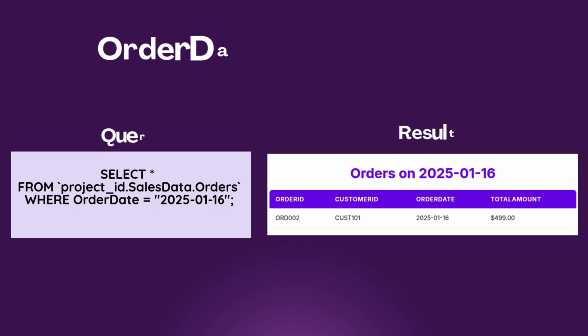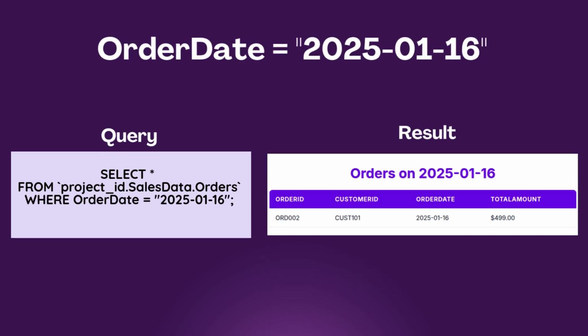You can also use where with other conditions. For instance, if you want to find all orders placed on a specific date, say January 16, 2025, you can write select * from _project_id.sales_data.orders where order_date equals the 16th of January 2025.